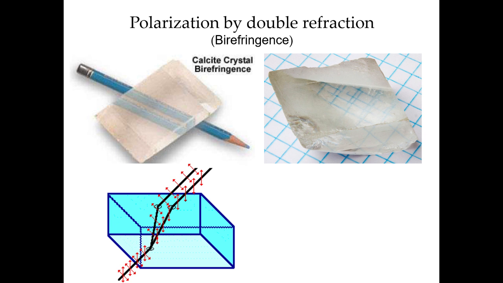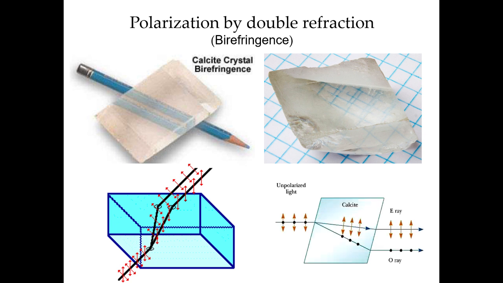One of those rays obeys Snell's law, while the other does not. The first one is called the ordinary ray or O ray, and the second is known as the extraordinary ray or E ray. The most important quality of these rays is that they are separately linearly polarized. The planes of vibration of these rays are perpendicular to each other.